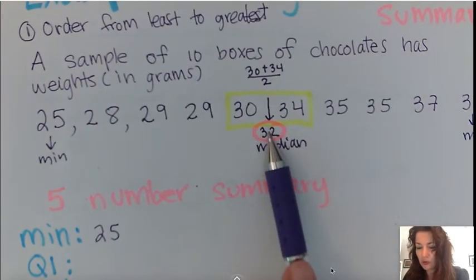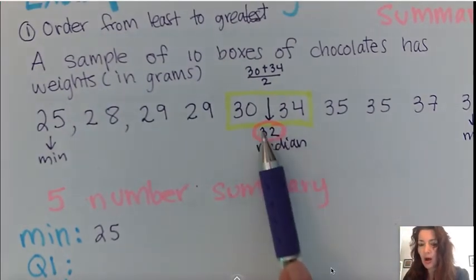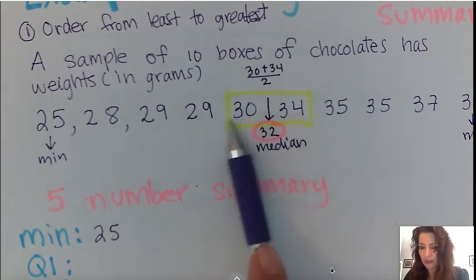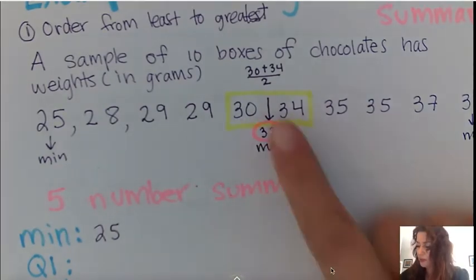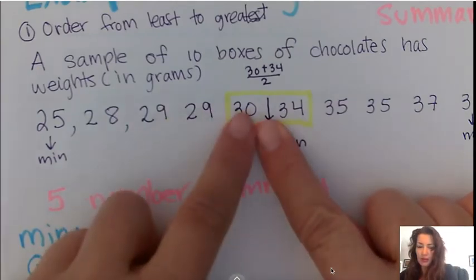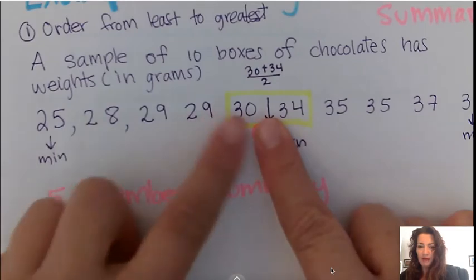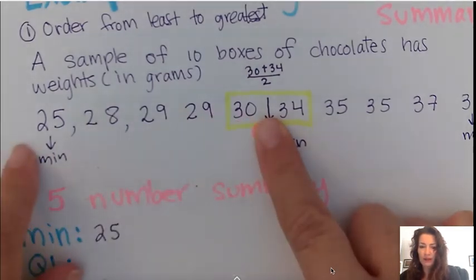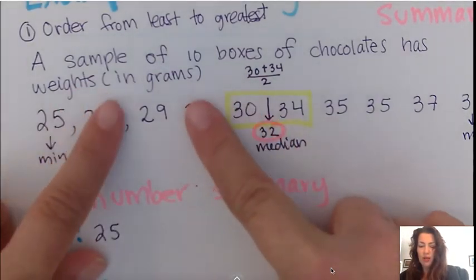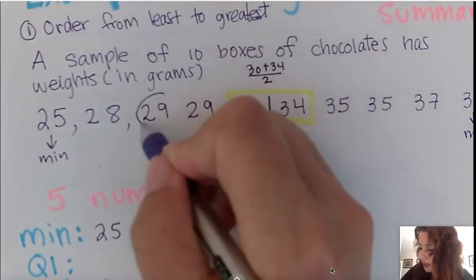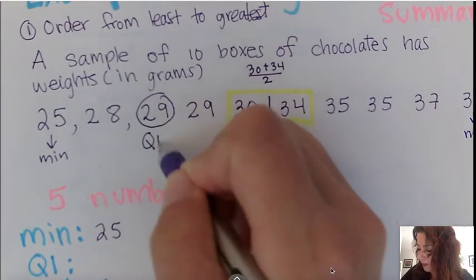Now notice the new number I wrote, 32. It does not include the number 32 when I look for the bottom 50%. So the bottom 50% will be everything 30 and below. So let's go ahead and find the median of the 30 down to 25. So if we covered these two, then this is our Q1. So 29 right here is our Q1.